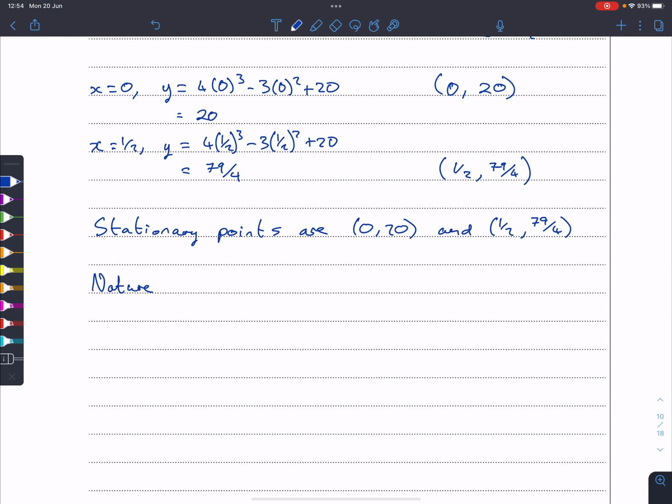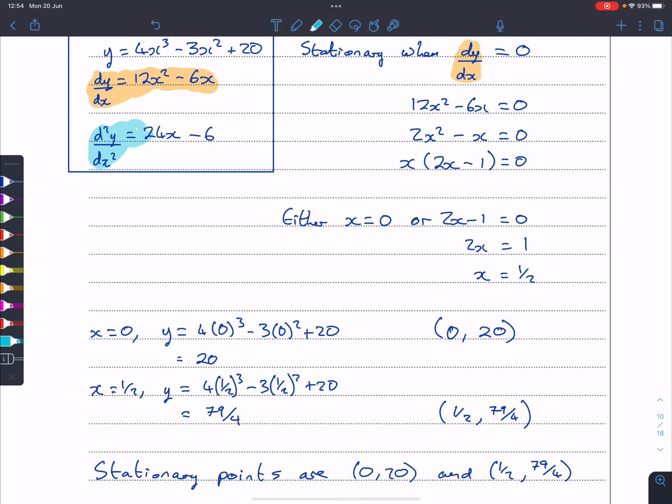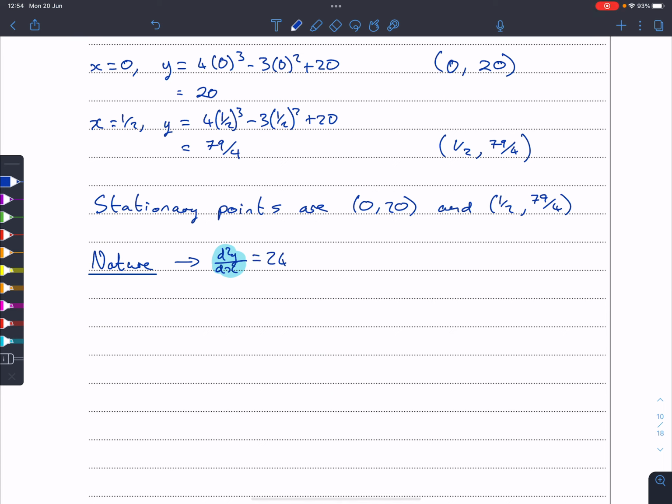In order to look at the nature of the stationary points, I'm going to be looking at d2y by dx squared. So my d2y by dx squared is 24x minus 6. If I look at the first point, (0, 20), my value of x is 0. My second derivative is 24 lots of 0 minus 6, which is negative.